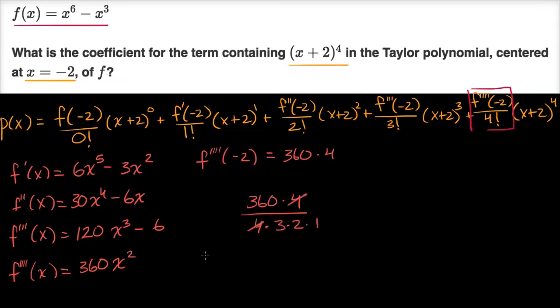Well, 4 divided by 4 is going to be 1. 360 divided by 6 is going to be 60. And so that's all we have. We have 60, and then in the denominator we just have a 1. So this is going to simplify to 60. That's the coefficient for this term.